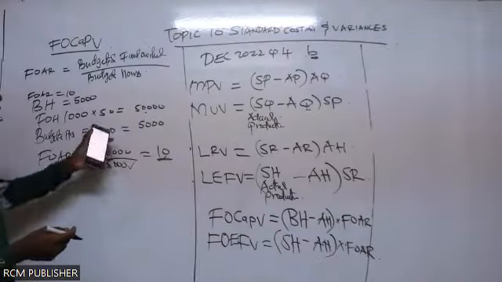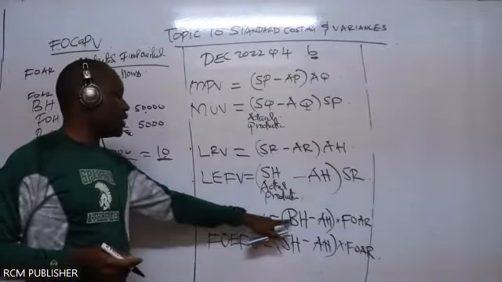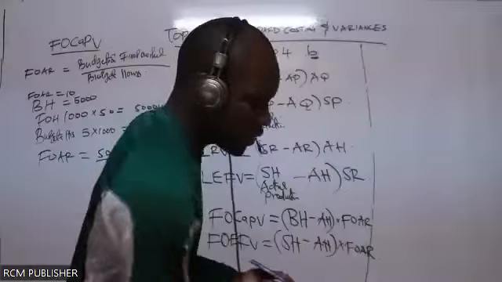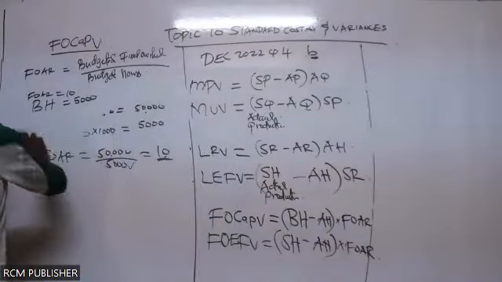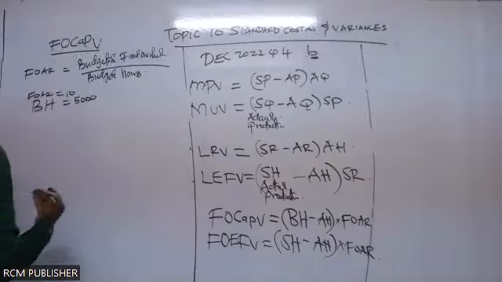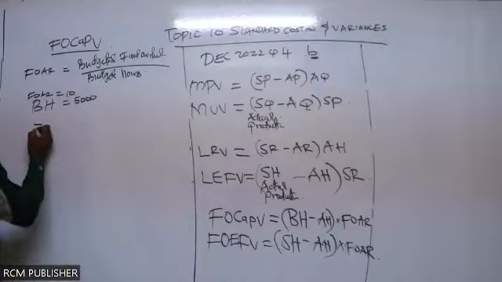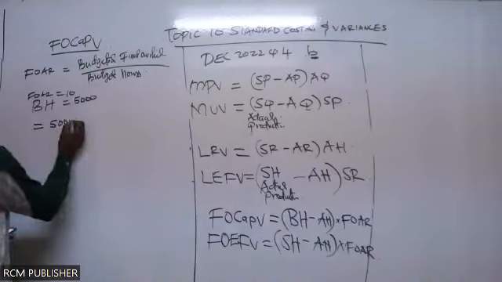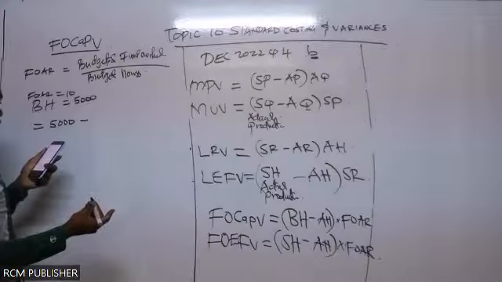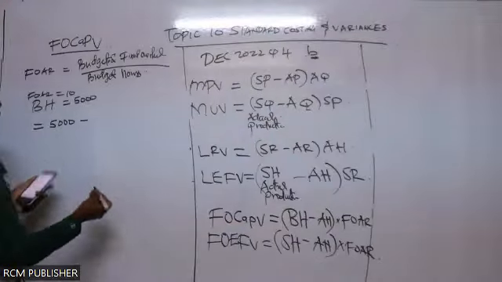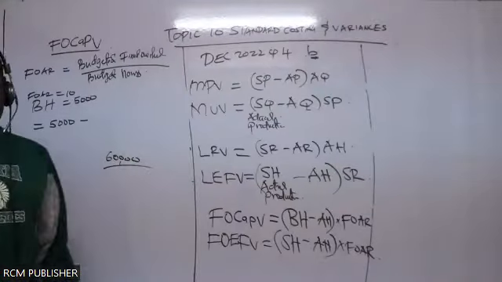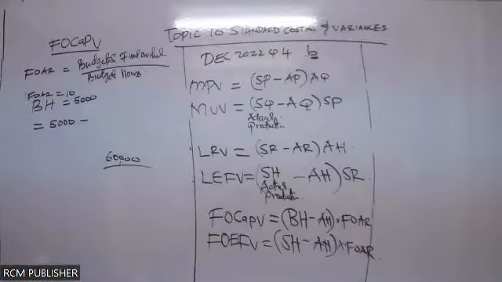So our formula here, fixed overhead capacity variance, is budgeted hours minus actual hours, then we multiply by the fixed overhead absorption rate. Let's have it here. The budgeted hours is going to be 5,000 less actual hours. So are we able to get actual hours for the fixed overhead? For the fixed overhead, we have 60,000 shillings. And then the actual production, how much is it? The actual production given there, how much is it?